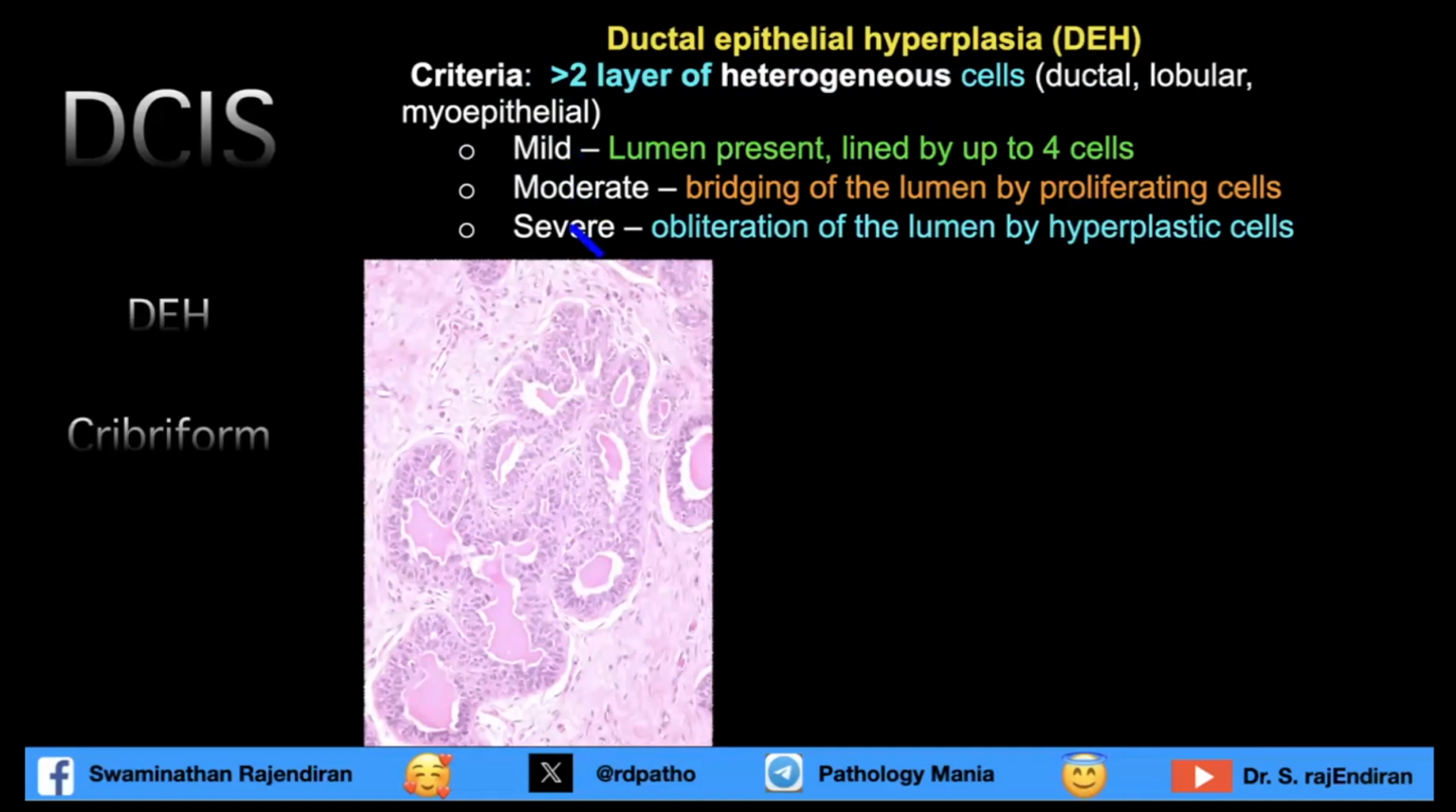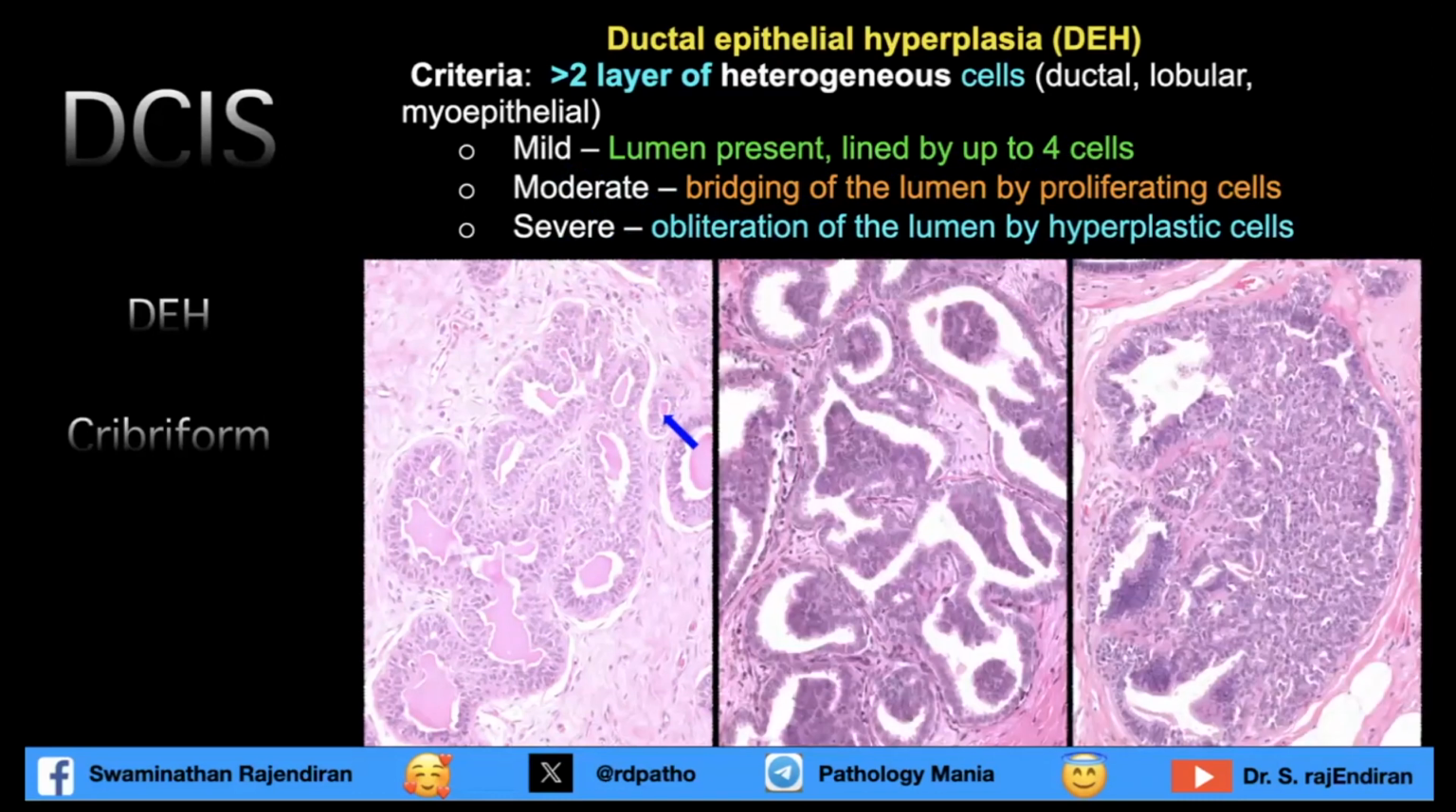And they are divided into mild, moderate, and severe depending upon the number of cells and formation of the bridges. You call it mild when it is up to 4 cells. In moderate, these proliferating cells form bridging, whereas in severe, there is obliteration of the lumen by the hyperplastic cells. So these are all the examples of mild, where more than 2 layers of cells, but up to 4 layers. And here they proliferate and they form bridges. And here they completely occlude the luminal space with peripheral slit-like spaces.